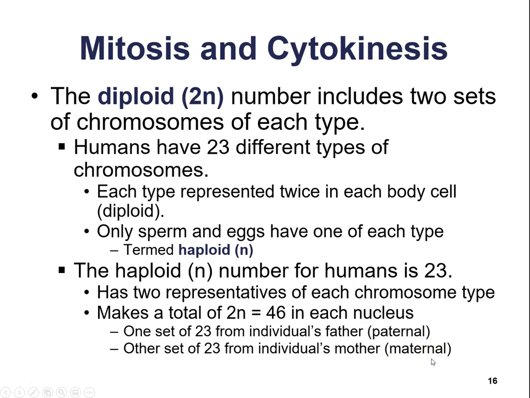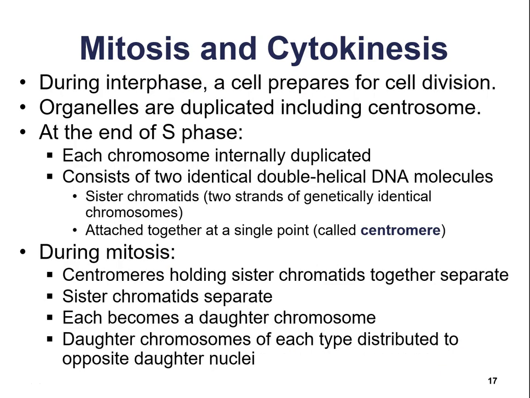All right, so let's start talking about mitosis and the different phases of mitosis. We talked about interphase a little bit, where the cell's preparing for division. Organelles are duplicated, including something called the centrosome, because this is going to be important for mitosis. At the end of S phase, each chromosome is internally duplicated. Remember, S for synthesis, or DNA replication. That's where DNA replication occurs. The cell is going to double its DNA.